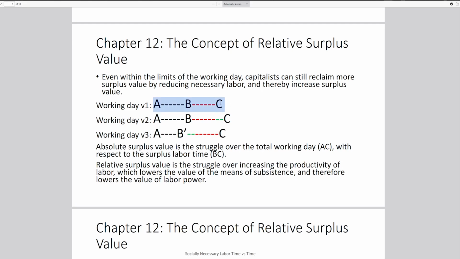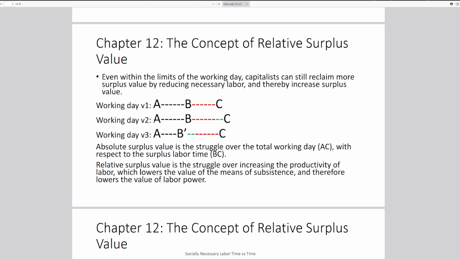So let's say working day version 1 is 6 hours of necessary labor and 6 hours of surplus labor. Okay. Idealized simplification, but let's start with this as our baseline. Now, if we're role playing as the capitalist here, and we need to do some layoffs, and naturally with layoffs, whoever didn't get laid off is going to get overworked. So we have two options, version 2 and version 3, we can use to compensate for our layoff.